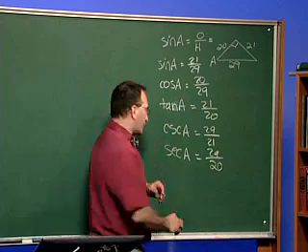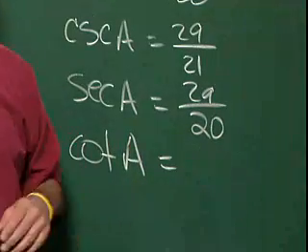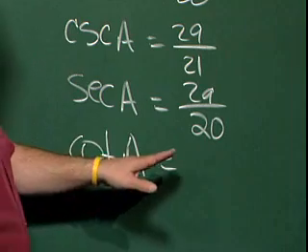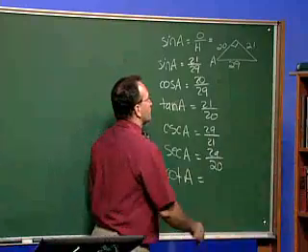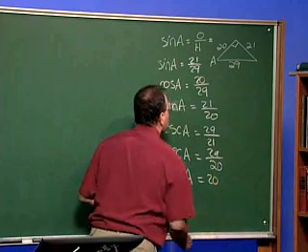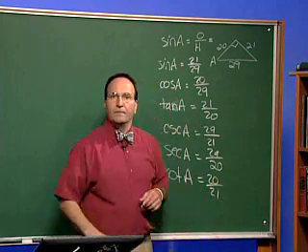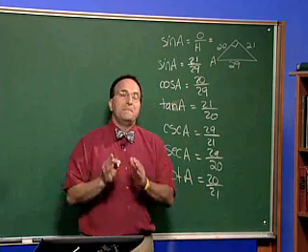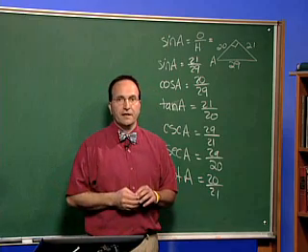And finally, for cotangent of A, we've said that that is equal to the adjacent side over the opposite side. And so the adjacent side is 20, and the opposite side is 21. So that would be the 6 trig functions based on the new definitions from right triangle trig.